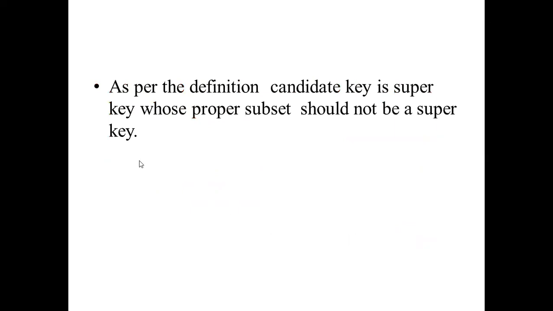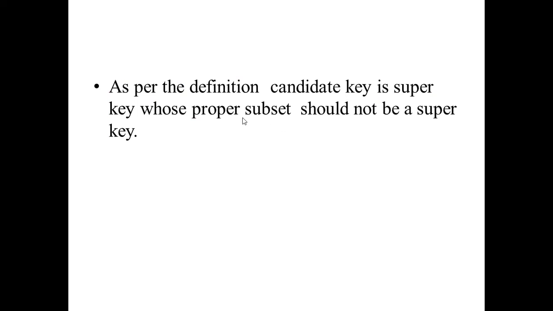With all this discussion, we come to the conclusion that as per the definition, the candidate key is a super key whose proper subset should not be a super key. It means that the candidate key is first of all chosen from the set of super keys. But the eligibility criterion is that if you find the proper subset, and an element from that proper subset is already available as a super key, then that attribute cannot be defined as a candidate key. That proper subset should not be a super key. Only then is it called a candidate key.